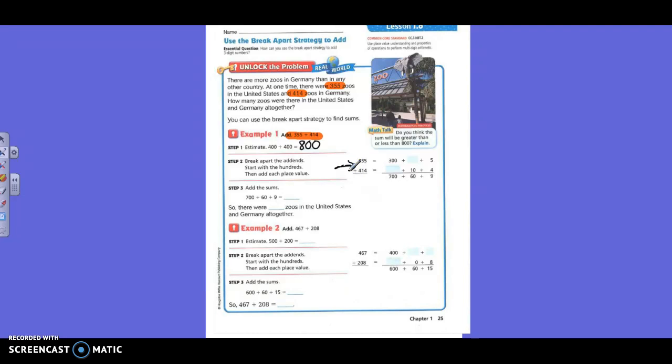Okay? Start with the hundreds. How many hundreds are in 355, guys? 3. You're going to write 300 actually on there when you break it apart. Then what's in the tens place, guys? 50. So write 50 in the blue one. And then in the ones place, there are how many ones? 5. So then you can put 5.